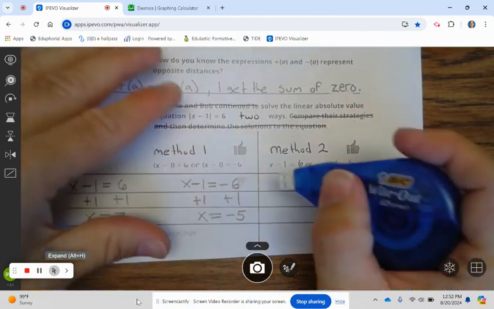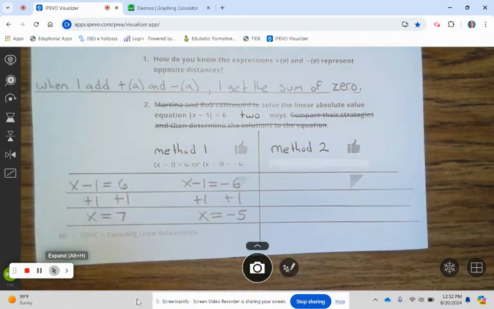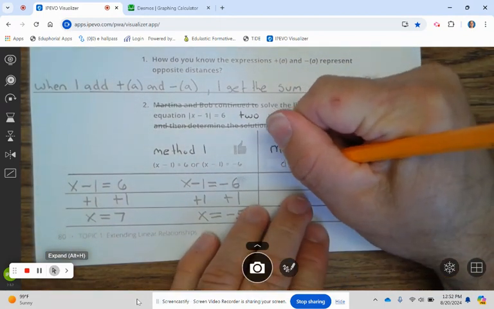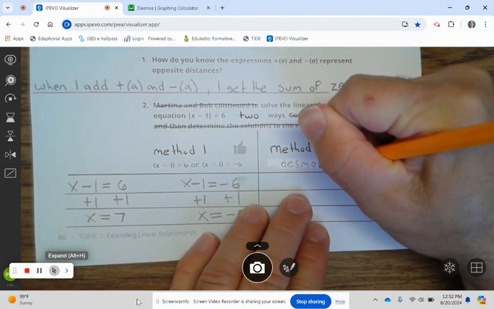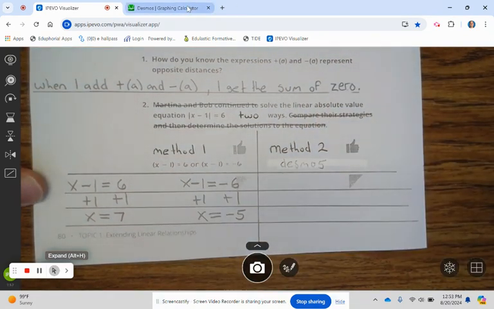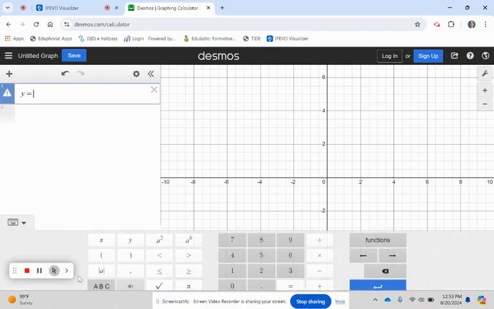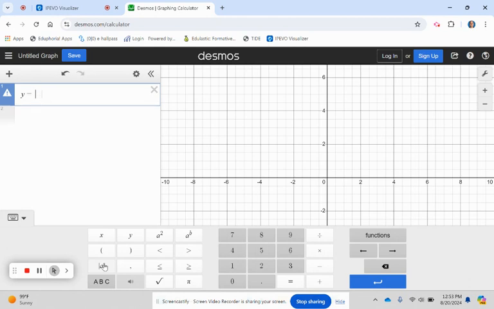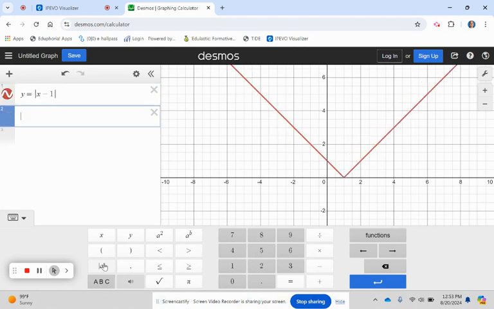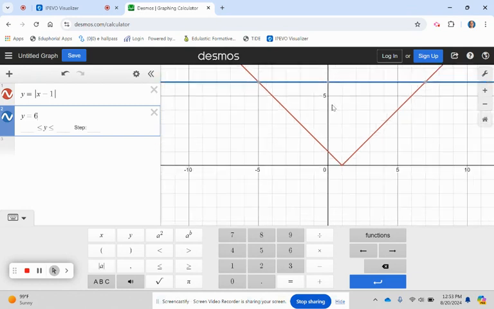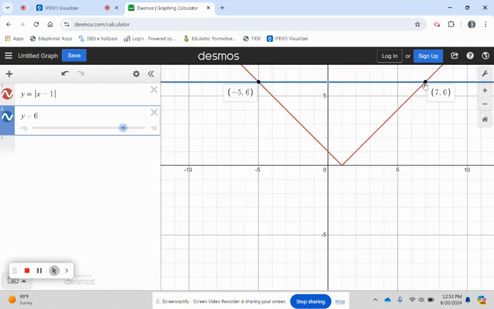Okay, method 2, we're actually going to use Desmos. Okay, so to do that, come with Desmos. I'm going to graph the left side, which is y equals the absolute value of x minus 1. And I'm going to graph the right side, y equals 6. And at that point, we're going to find the x values of the intersection. So my solutions are x equals negative 5, x equals 7.